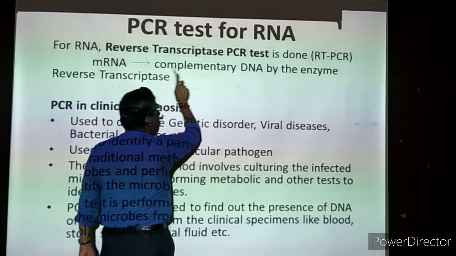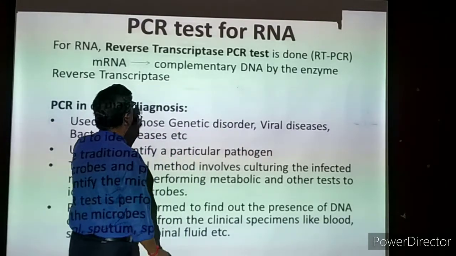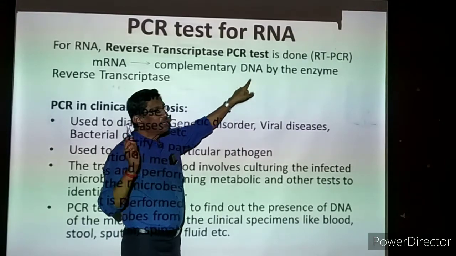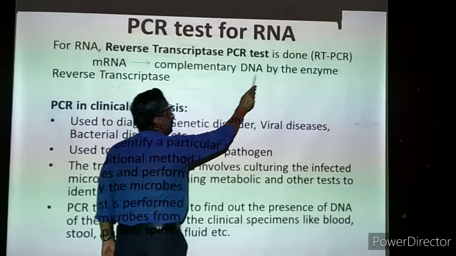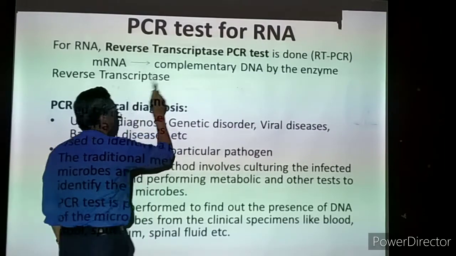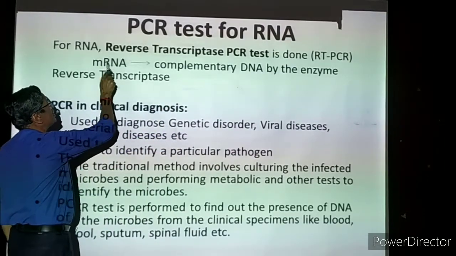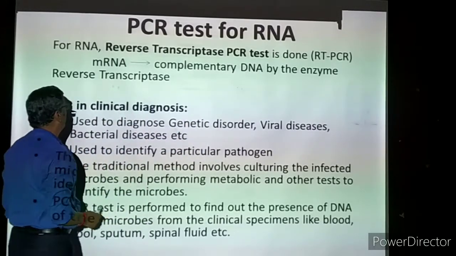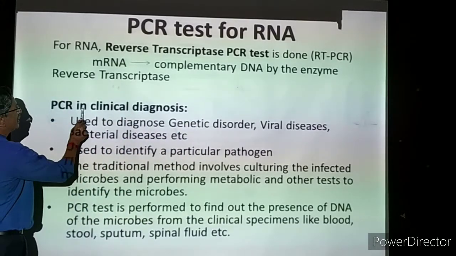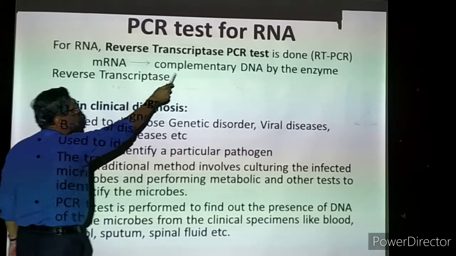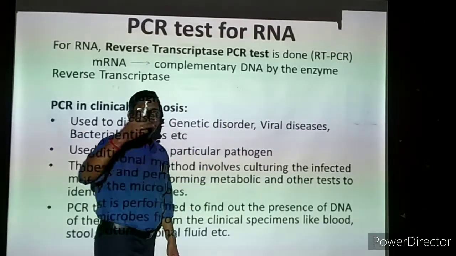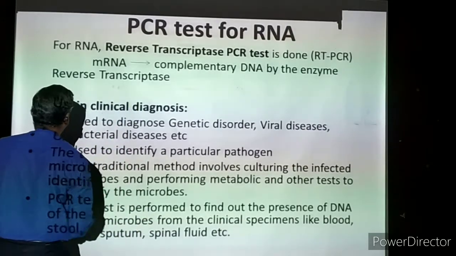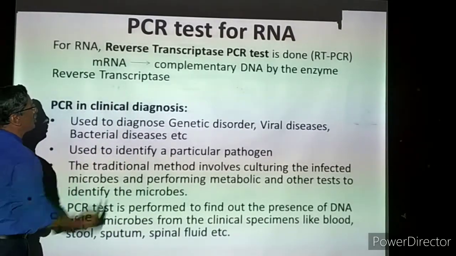Now see that complementary DNA. So RNA is changing into DNA. That is done by the reverse transcriptase enzyme. So in this test, messenger RNA is converted into complementary DNA. That's all, only this. Now after making this complementary DNA, the complementary DNA copies can be identified and multiplied. Then we can make the test. Now the PCR test for RNA is over.